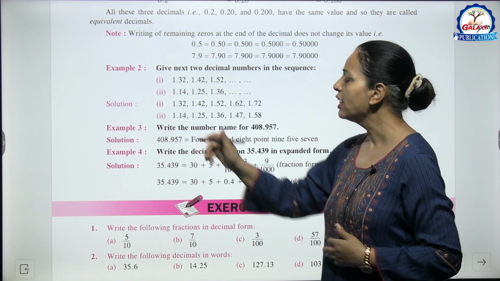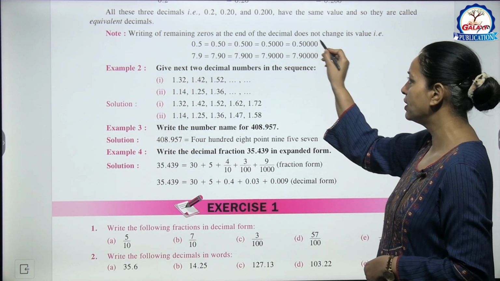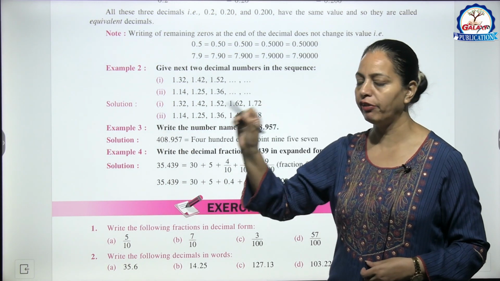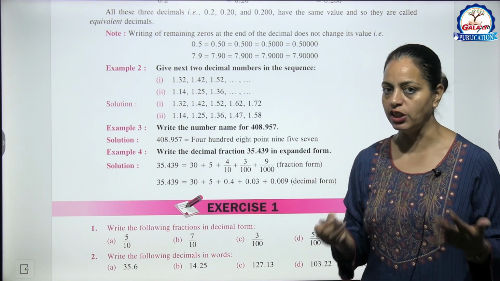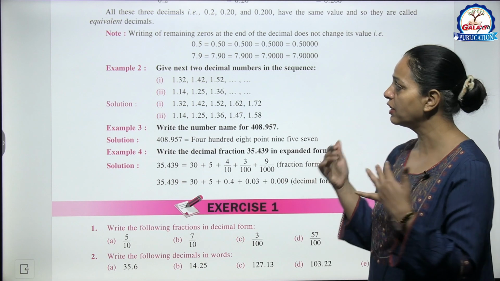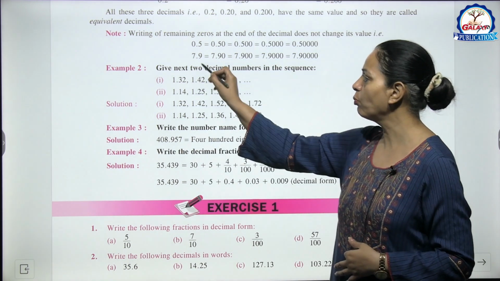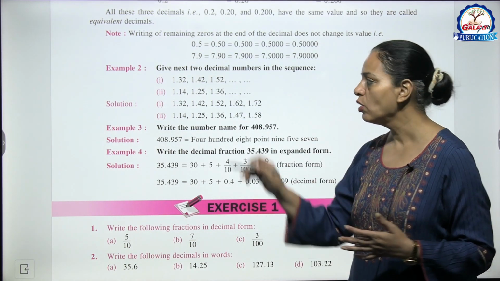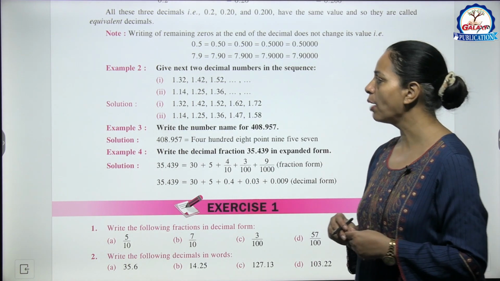Now, writing of remaining zeros at the end of the decimal does not change its value. Like 0.5 we can write 0.50, we can write 0.500, we can write 0.5000. Okay, we can put as many zeros at the end as we like. Like 7.9, 7.90, 7.900, 7.9000, like this.